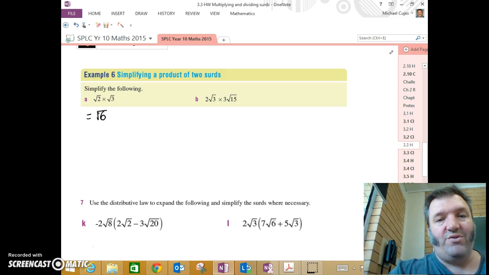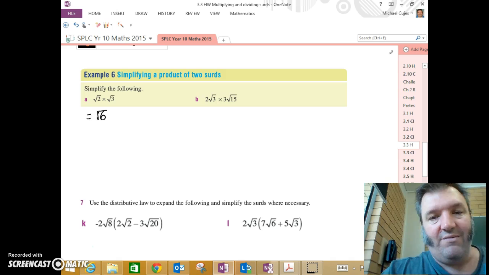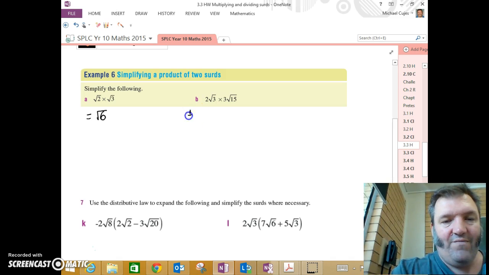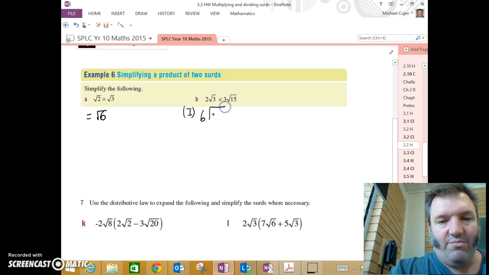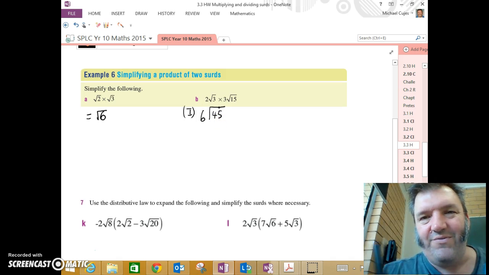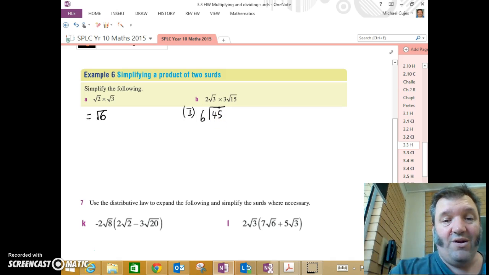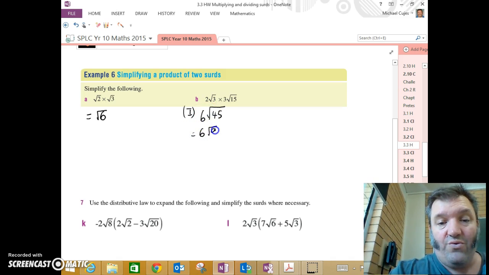Next one, B. 2 root 3 by 3 root 15. I'm going to give you 2 ways of doing it. First, number by number. 2 3s are 6. Surd by surd, root 3 by root 15, root 45. Looks like it can be simplified. That's right. We've even done that one before. 9 goes into 45 5 times. So that's 6 root 9 by root 5. Remember, root 9 is 3, so 6 times 3 is 18 root 5.